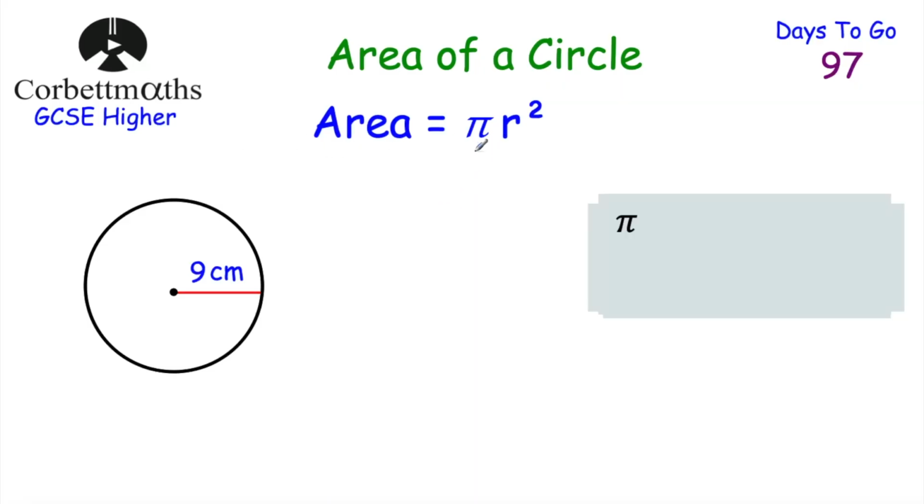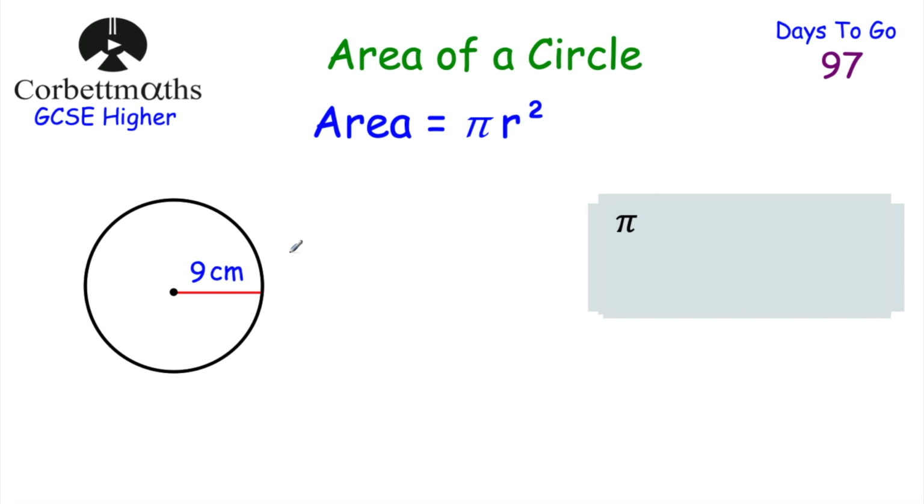So the area of a circle is found by pi r squared. So we square the radius and multiply by pi. Remember our order of operations, we have to square the radius first of all, and then multiply by pi. So here we've got a circle, and the radius of the circle, the distance from the center to the edge of the circle, is 9 centimeters. And we want to find the area of this circle.